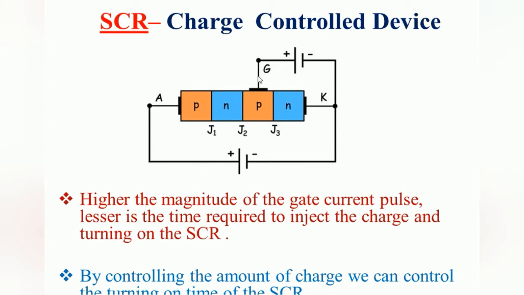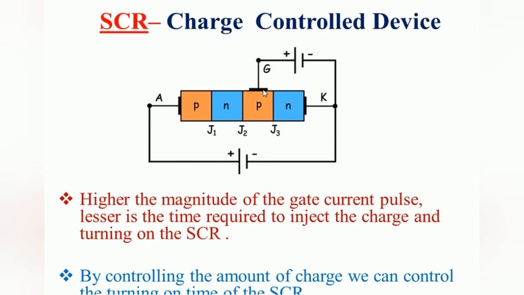So whenever the gate voltage is applied to the layer, what will happen? The minority charge carriers in that layer are increased, so that J2 is also forward biased. So before applying the gate voltage, J1 is forward biased, J3 is forward biased, but J2 is reverse biased. It will act as an open circuit. So J1 and J3 are separated. No current is flowing from anode to cathode.